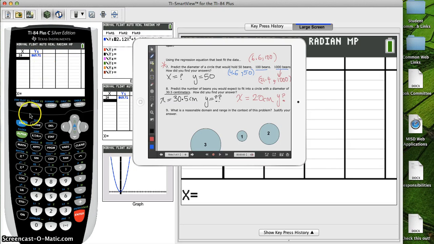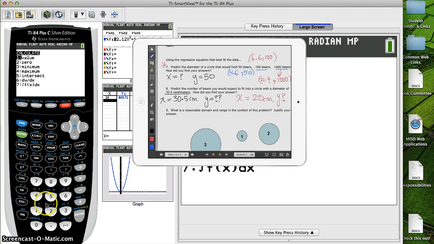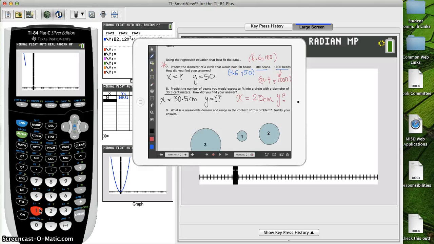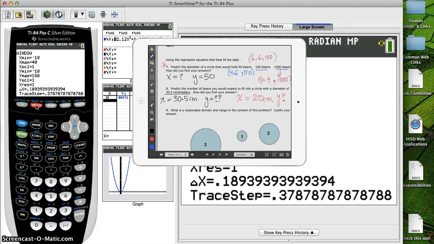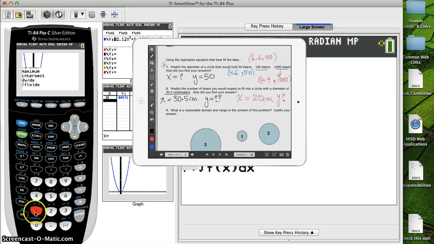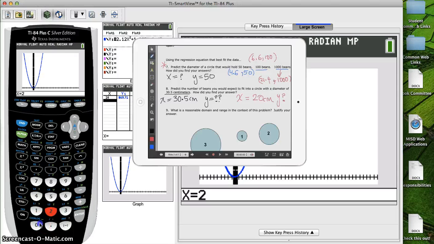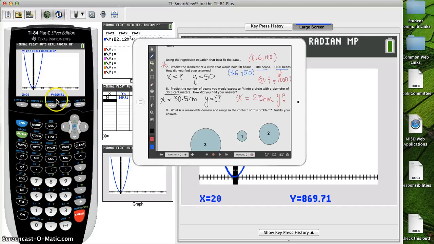This is one way. The other way is to go to second trace and press number 1, which is value. And remember that the x maximum of your window should be higher than your x. Let me make sure that it's true. So my x maximum is 40 and I want an x of 20, so I'm good. So you go to second trace, number 1, and you type in 20, press enter, and it gives me the same answer, 869 beans.